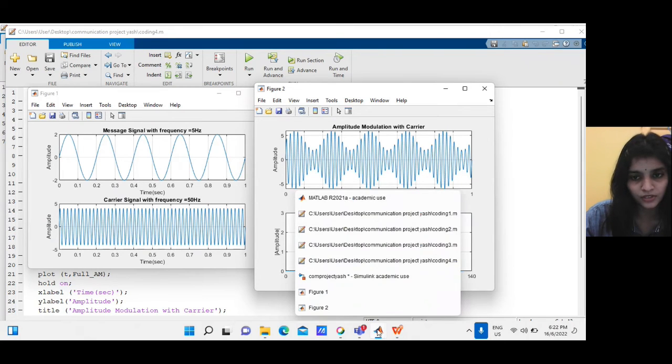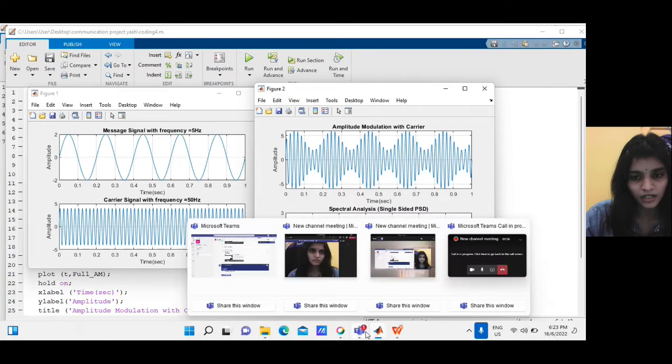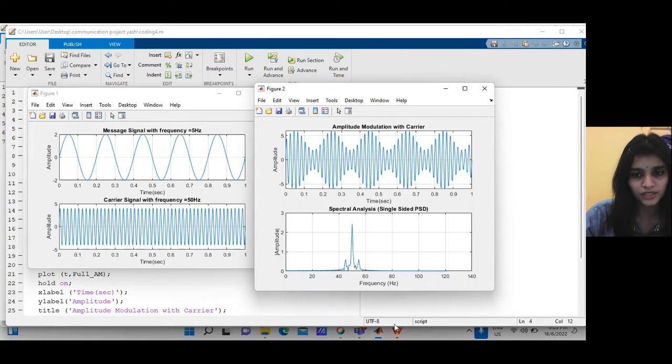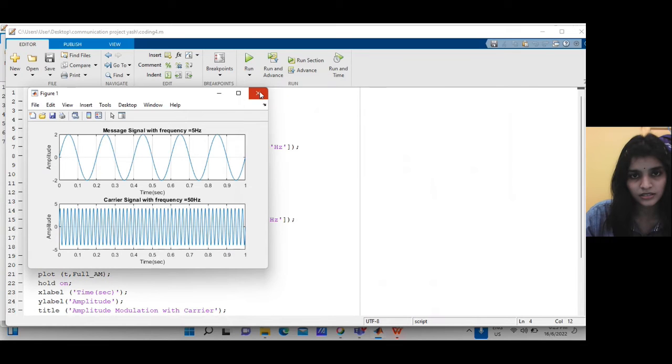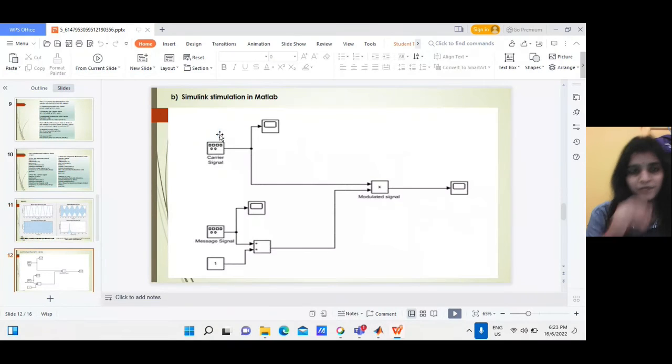Now we continue with the slide. Okay, so this is the simulation. So we got the plot, we got the construction. This is the block diagram of the amplitude modulation in Simulink.